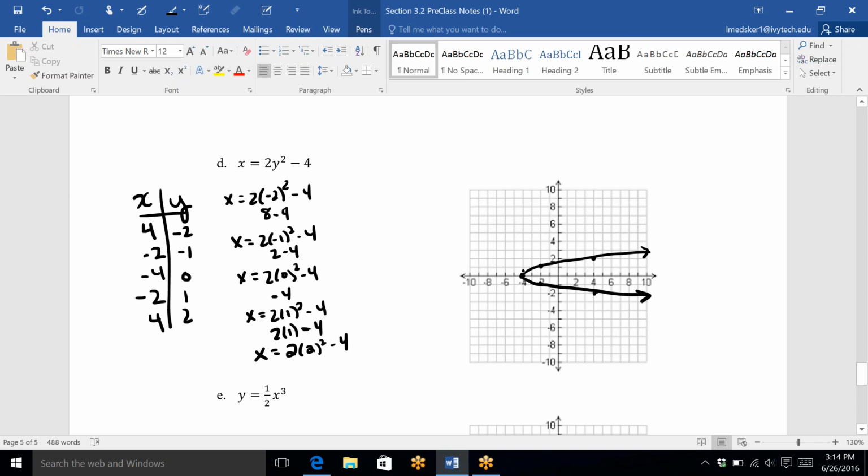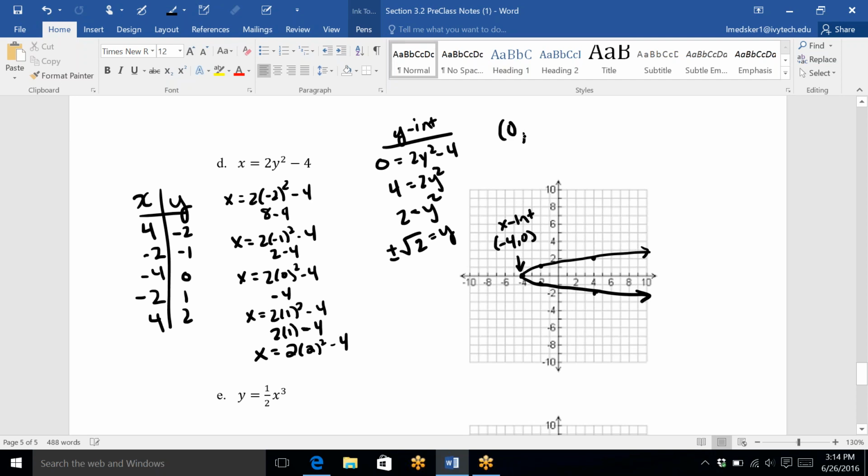Okay, so it looks like we can clearly see our x-intercept is -4, 0. The question is, what are our y-intercepts? Because I don't know for sure that I drew that pretty or not. So if you want y-intercepts, plug in 0 for x. This is how you would do it algebraically. Add the 4 over, divide by 2, and take the square root to get rid of that squared. So it looks like we have 0, square root of 2 and 0, negative square root of 2, which makes sense. They're kind of between 1 and 2, just like the last graph.